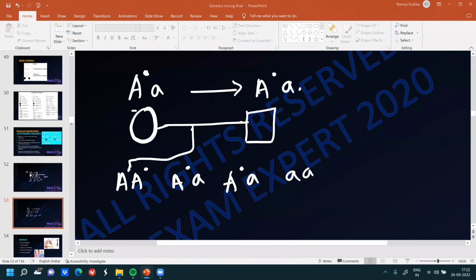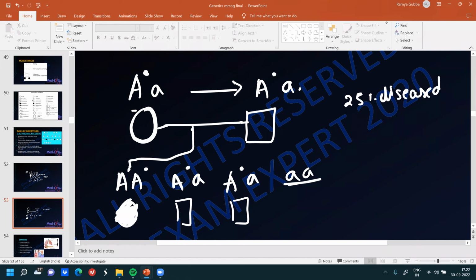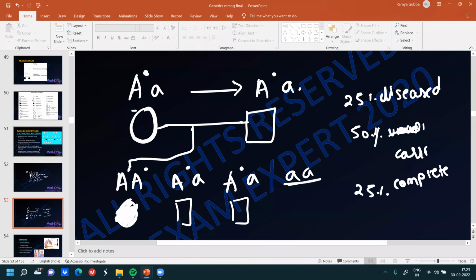Yes, excellent, Rasha. So 25% of the fetuses will be having the disease. So 25% of the babies will be affected with the disease, whereas 50% will just act as carriers and another 25% will be completely free of the disease. So this is the pattern we observe in autosomal recessive.